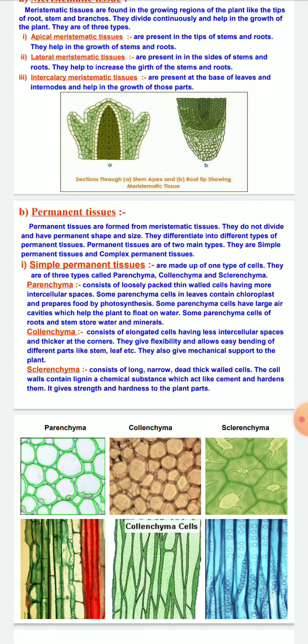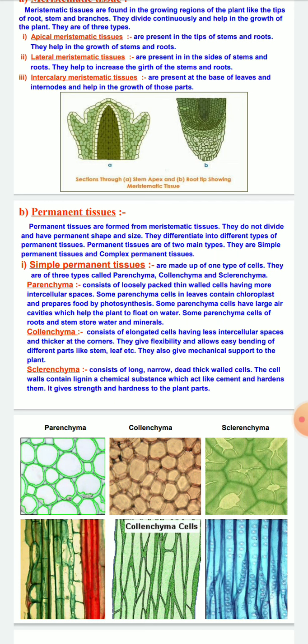in the photosynthesis. Also, some plants have the capacity to store water and minerals, and some plants have large air cavities that help them float in water. So all these features are present in the plants in parenchyma.